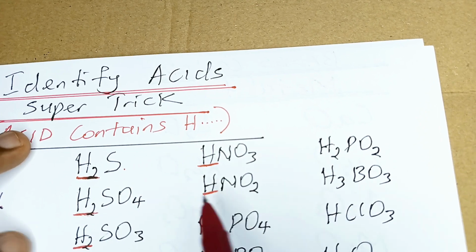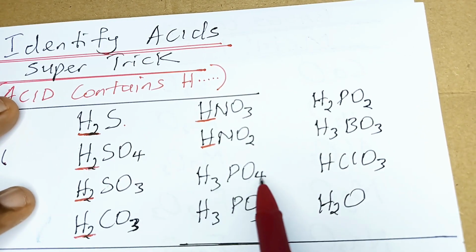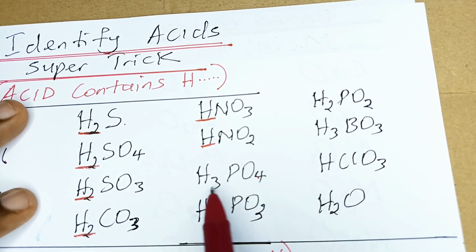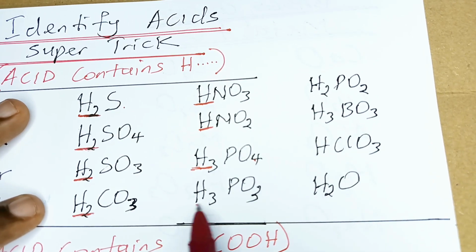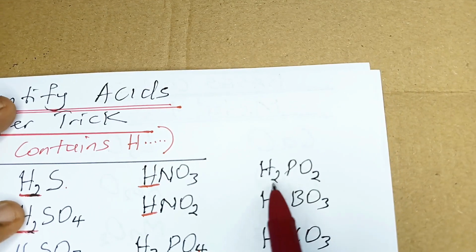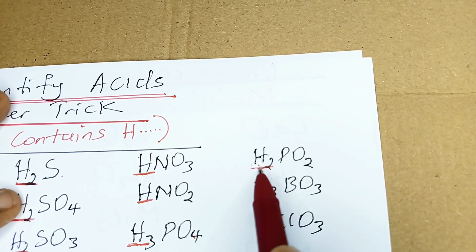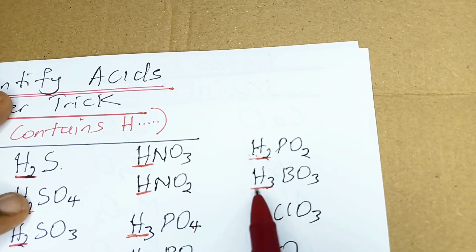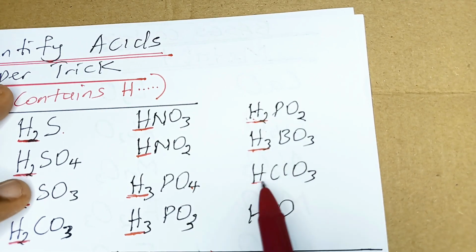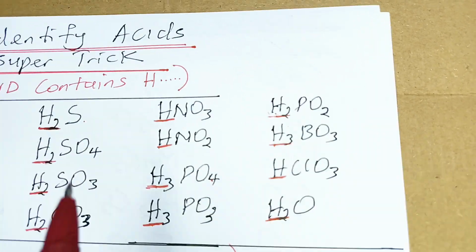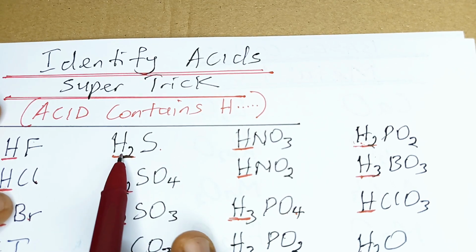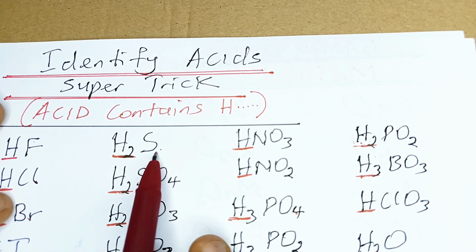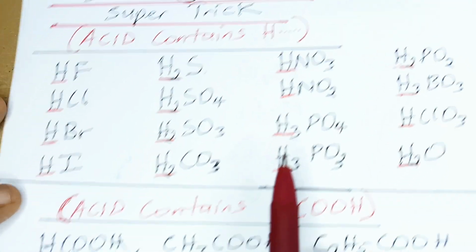This is also an acid. This is tetraoxophosphate 5 acid. Because of this, is an acid. This is also an acid. This is an acid because of the presence of hydrogen. The first method for us to identify acid is the presence of hydrogen joining with other elements or compounds. Let's go to the second method.